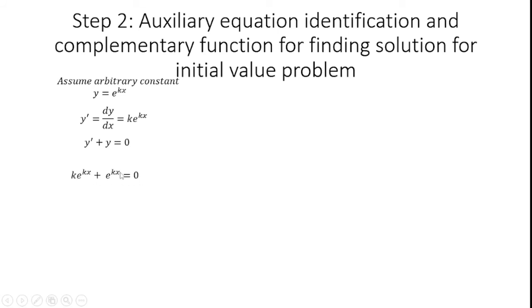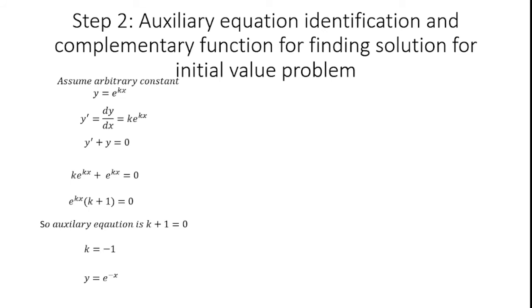Here the common term e power kx is available in the two elements, so I can take it as a common factor: e power kx into (k plus 1) is equal to 0. Since e power kx is never equal to 0, I can omit it. From this, the auxiliary equation is k plus 1 is equal to 0. From this I can get k is equal to minus 1. From this, how can I get the solution?